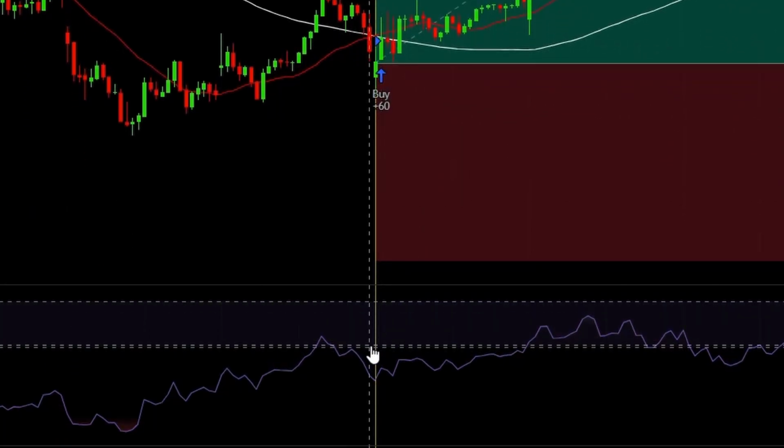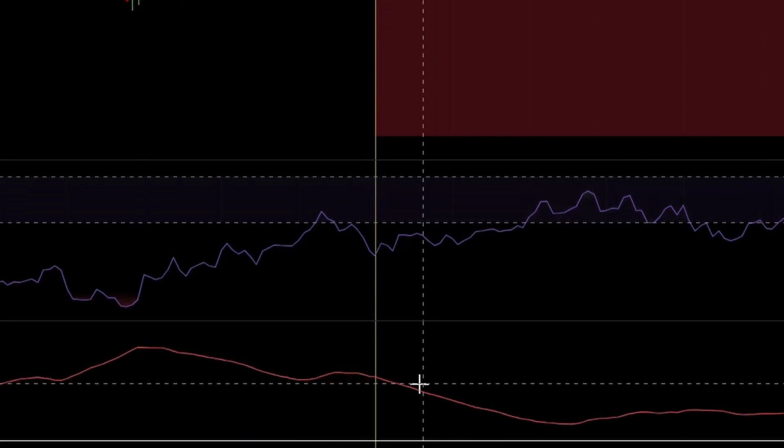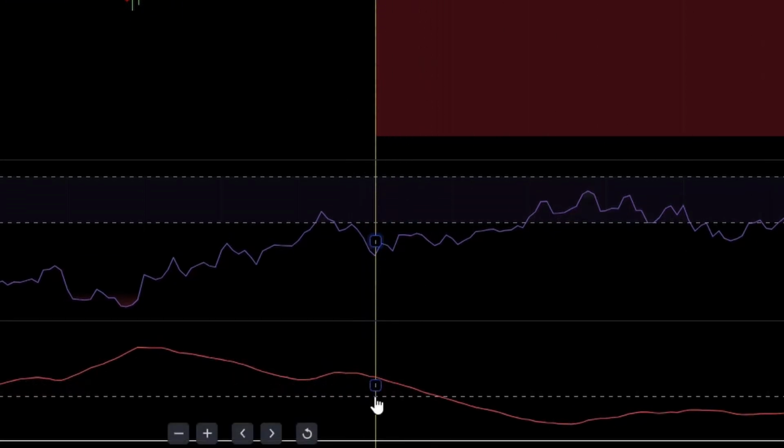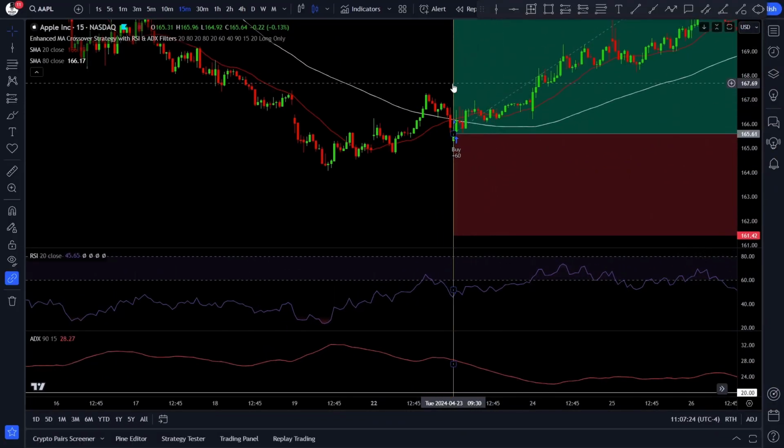Then on the RSI, for a very long entry signal, the RSI value needs to be below the 60 level, which is right here. And on the signal candle, it was at a 45 level. And finally, the ADX needs to be above the 20 level, and it is above. So all of the rules are met for a very long entry.